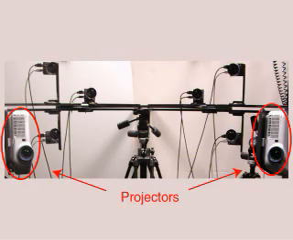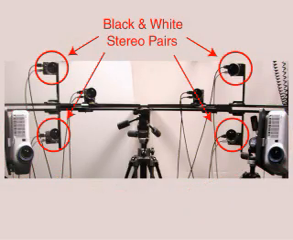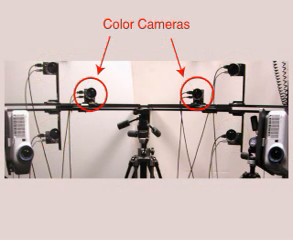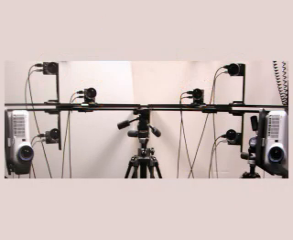2 DLP projectors are used to shine stripe patterns onto a subject. 4 black and white cameras are used to reconstruct 3D shape from 2 sides of the face. 2 color cameras are used to capture surface texture. The cameras are synchronized with the projectors at 60 frames per second and recorded at a resolution of 640 by 480.